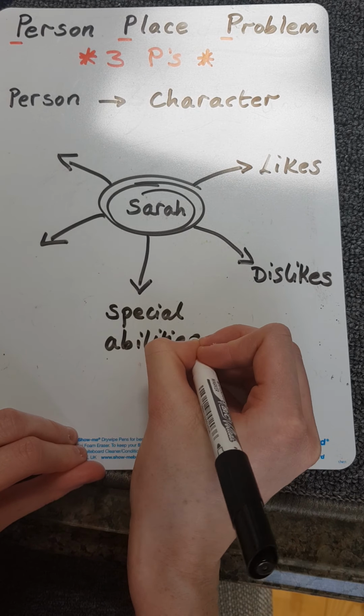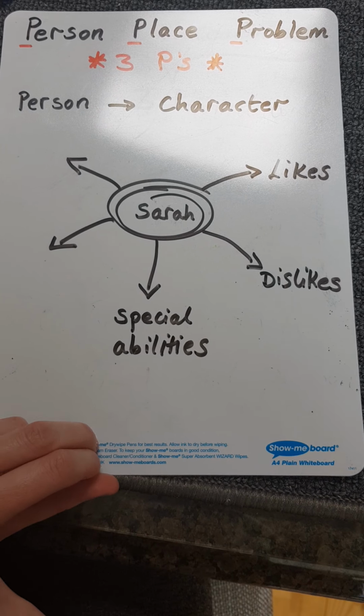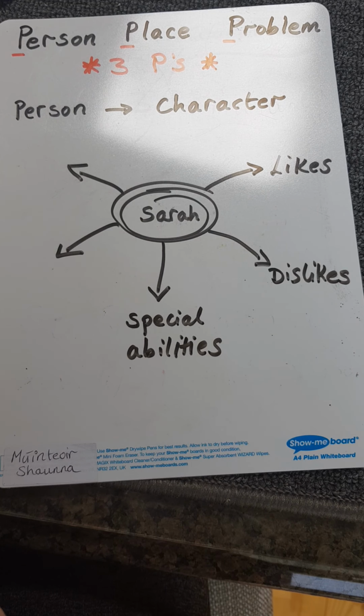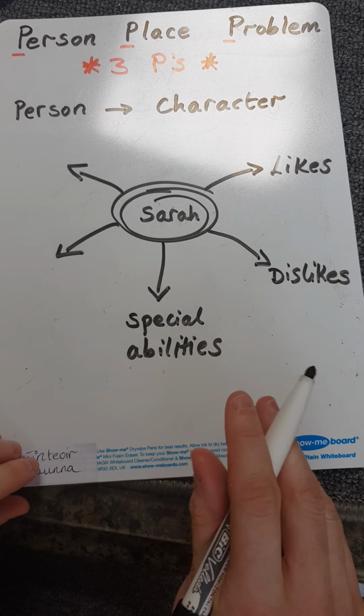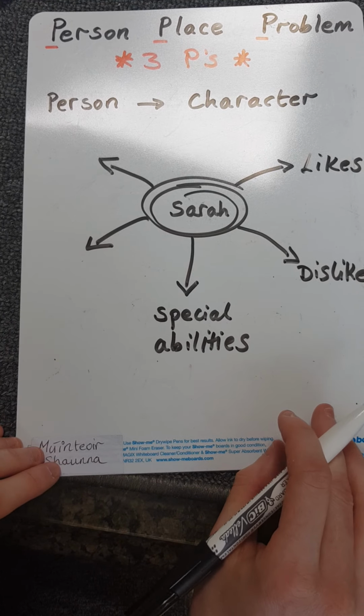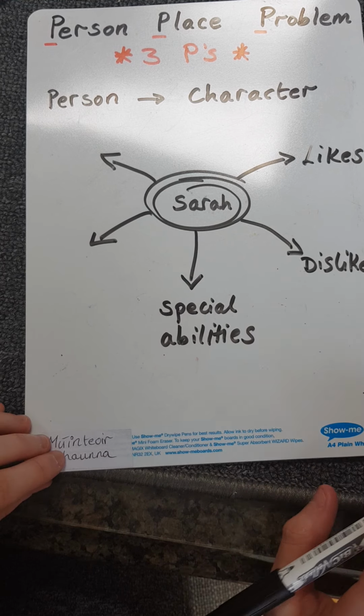Now, a special ability is something that Sarah is very good at, or she's well able to do. So her special ability could be that she is a fantastic cook, or that she's able to whistle so loudly that people can hear her from across the street. These type of things, whatever you want, okay, can be made up. This is complete fiction, so whatever you like yourself.